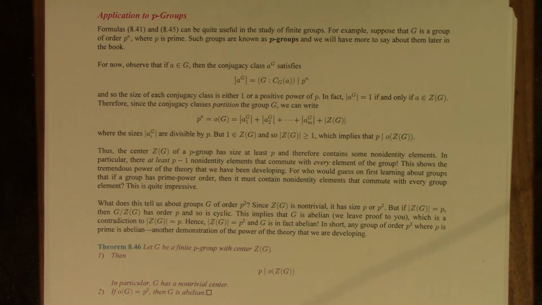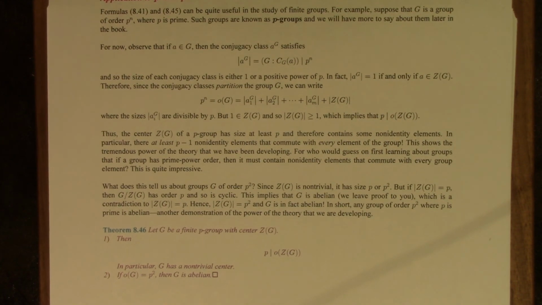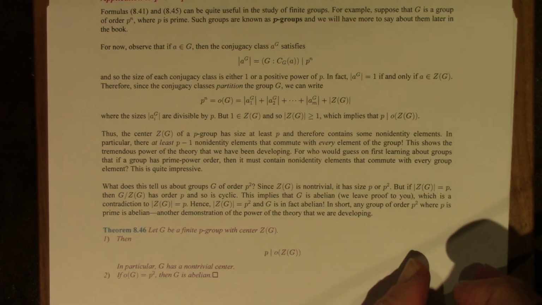This is tremendously powerful stuff. This theory has shown us that a p group will have non-trivial elements in the center, non-identity elements that commute with everything, and in fact at least p minus 1 of them. And who would have guessed when you first learned about groups that if a group had prime power order, then it would have to contain some elements that commute with every other element, with all elements. This is pretty impressive analysis.